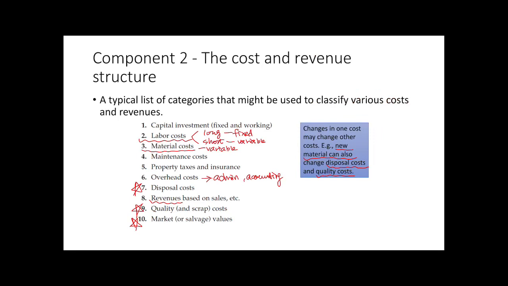And then we talked about the typical list of various costs and revenues associated to a business. And you want to understand each one of them, especially the disposal costs, the quality costs, and the market values.